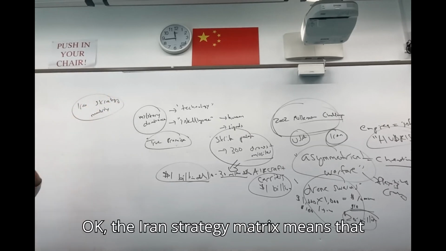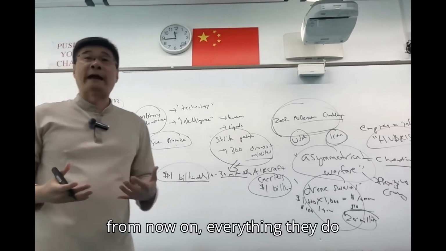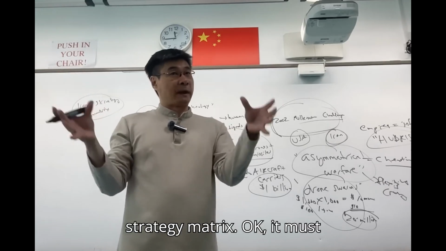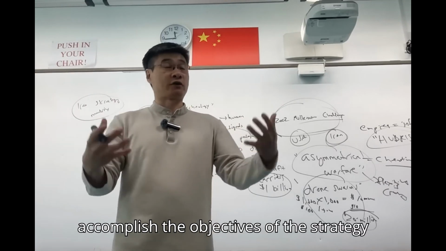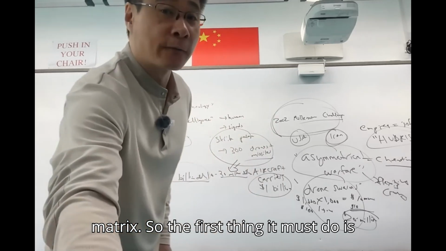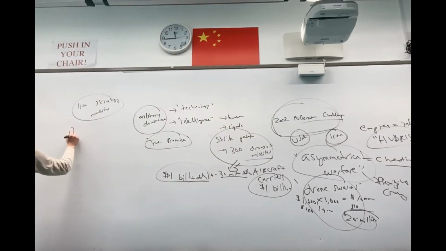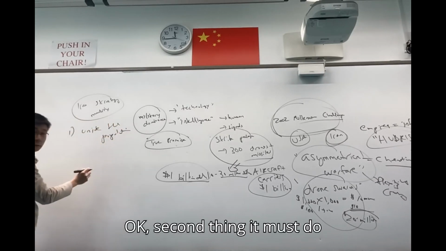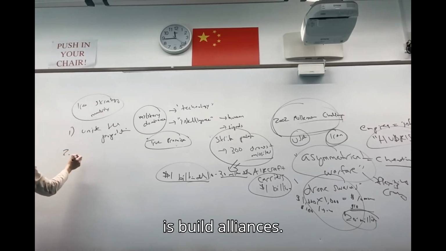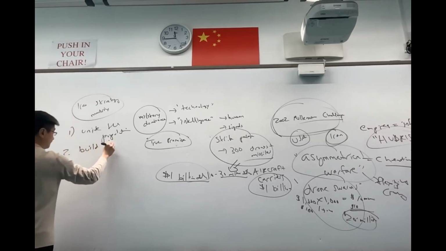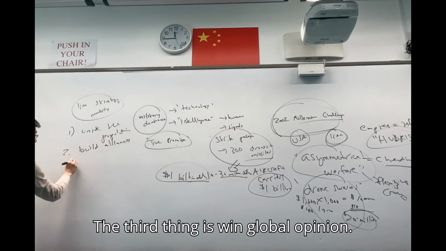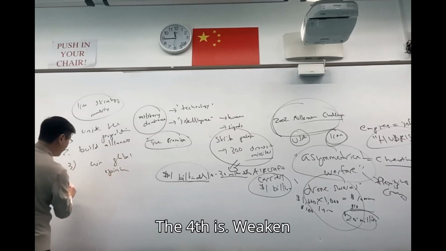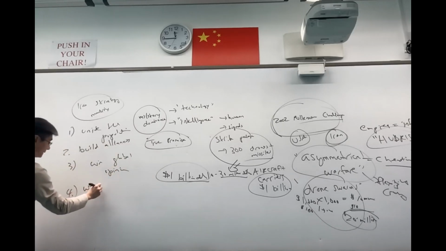The Iran strategy matrix means that from now on, everything they do must fit into the strategy matrix. It must accomplish the objectives of the strategy matrix. So the first thing it must do is unite the population. Second thing it must do is build alliances. And the third thing is win global opinion. And the fourth is weaken the enemy.